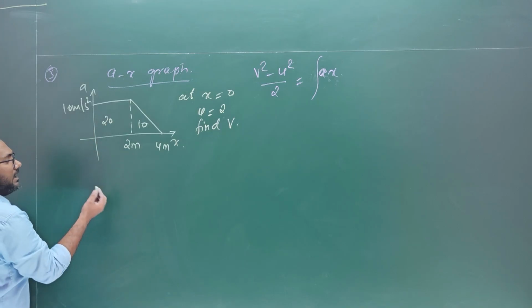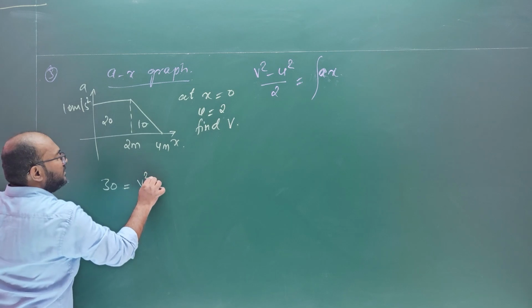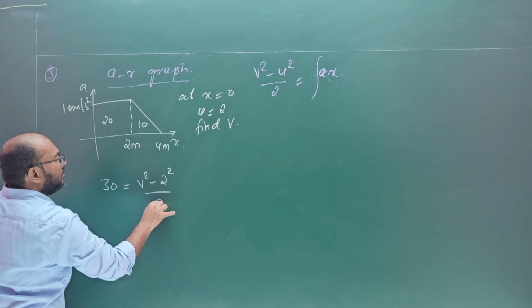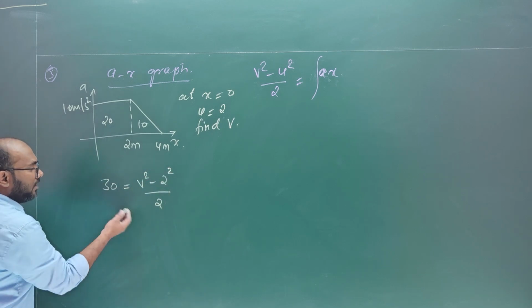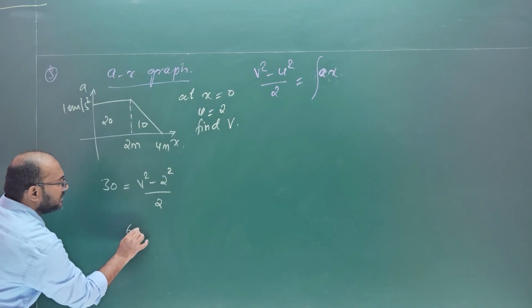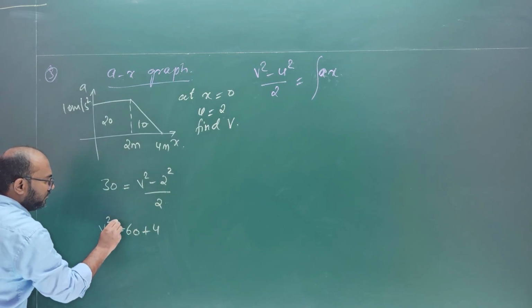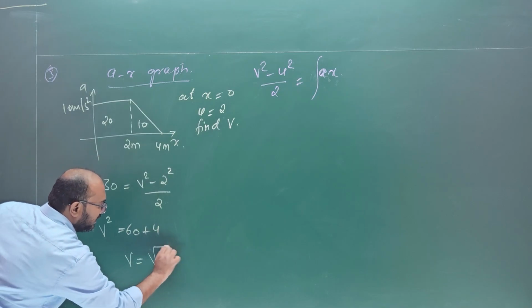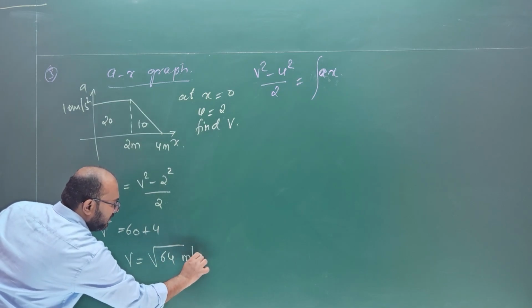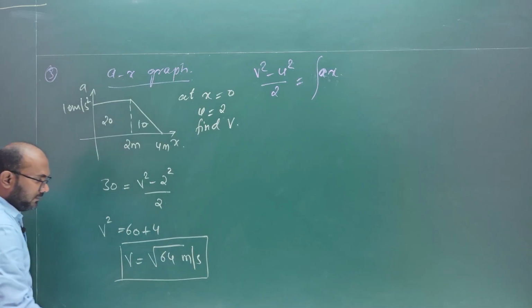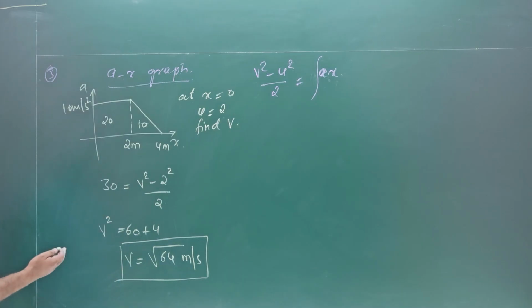Obviously yes. So can I say this 30 is equal to (v square minus 2 square) upon 2? Yes or no? Or can I say that 30 into 2, that is 60, and minus 4, this becomes 64, which is equal to v square, or v is equal to under the root of 64 meter. Yes or no? We can do the answers like this.